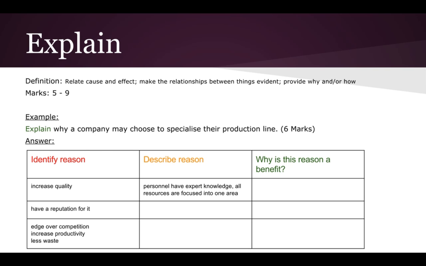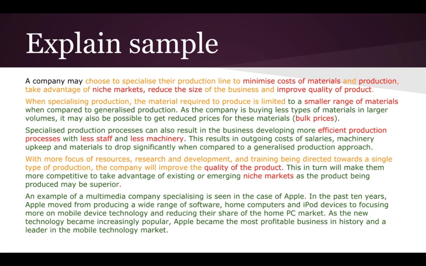explain and discuss. So when you're looking at explaining why a company may choose to specialise their production line, we want to identify our reasons, at least describe them, and then point out why it's a benefit. Today, however, you can see how I've put together the explanation here, we're going to look at discuss, because I think discuss is the higher order question. It's the one that you really need to make sure you get full marks on. In fact, a discuss question is often one of the discriminators in the HSC exam. It's where they determine whether you're getting band 6 or not for the exam.